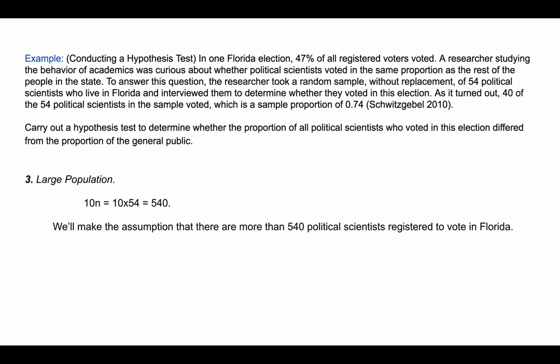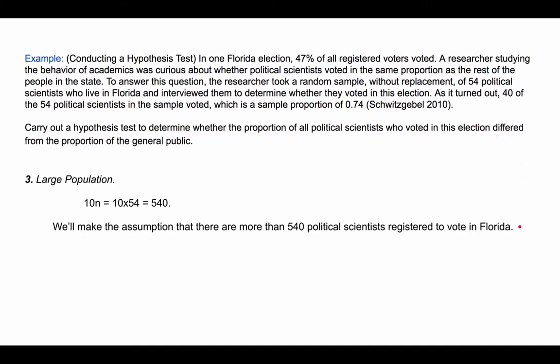So when we picked 54 political scientists in Florida, we were working within a whole population of political scientists who live in Florida. And when we randomly selected those 54, we selected them from a huge group of people. So we're going to assume that there are more than 540 political scientists in Florida, because the number we get when we multiply 10 times n has to be smaller than the total population of political scientists in Florida. In other words, our population has to be big compared to the sample that we took.